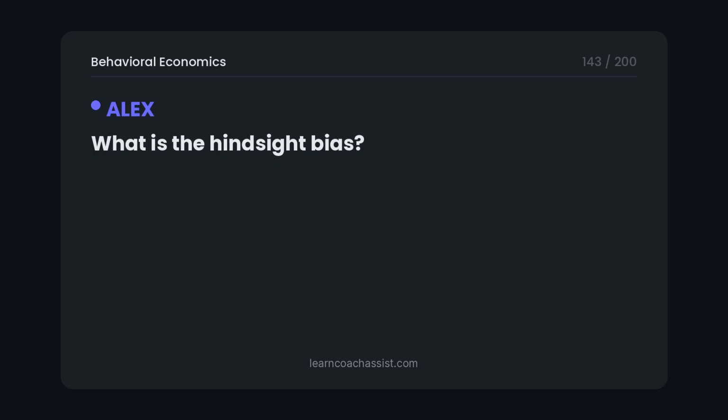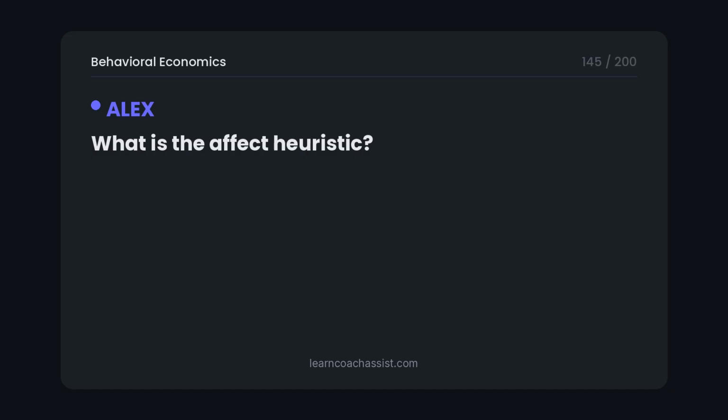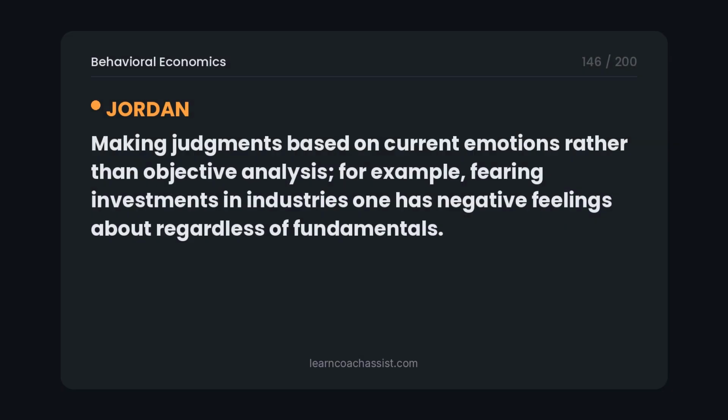What is the hindsight bias? The tendency to believe, after an event has occurred, that one always knew it would happen, distorting memory and lessons learned from past decisions. What is the effect heuristic? Making judgments based on current emotions rather than objective analysis. For example, fearing investments in industries one has negative feelings about regardless of fundamentals.